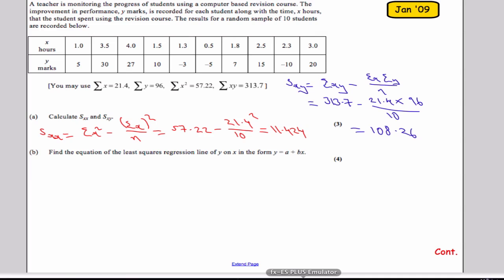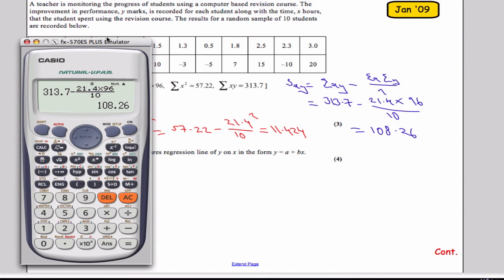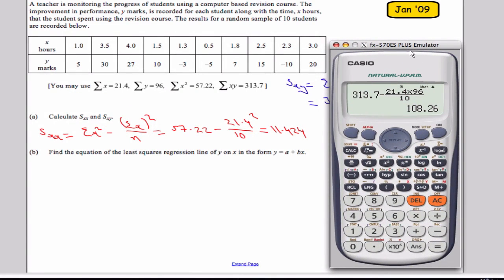Now this is another great opportunity to use the calculator to do all the tricky work. We could work out A and B using the formulas, but I have the raw data here, so I'm going to let my calculator do all the hard work. So we're going to go to stat mode. It's two variable statistics, and I'm going to enter in the values here. So the x value is 1, 3.5, etc. The y values, the corresponding y values, which are important, 5, 30, etc. So I'm just going to pause the video now and plug in these values. You can have a go as well.